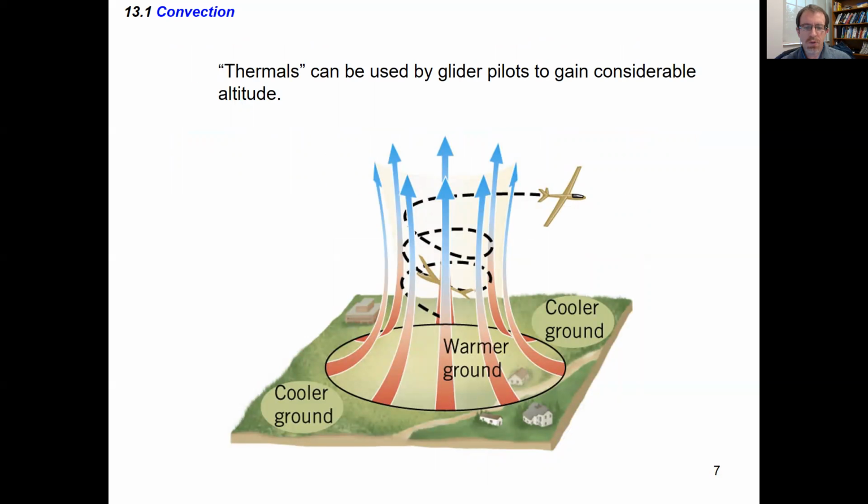All right, so we could have warm air rising from the ground, and this creates basically kind of like an updraft, and birds can glide on these, which is kind of cool.